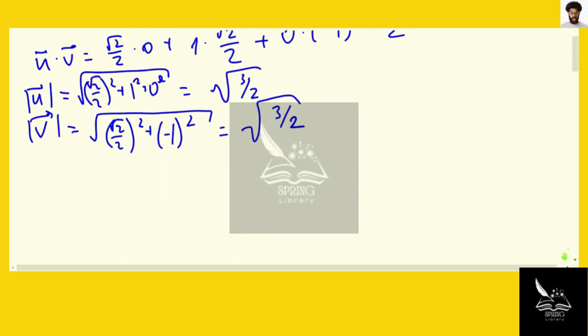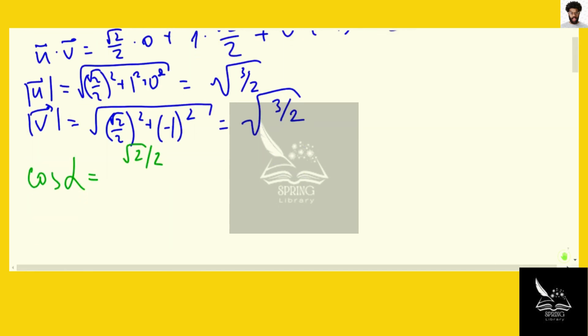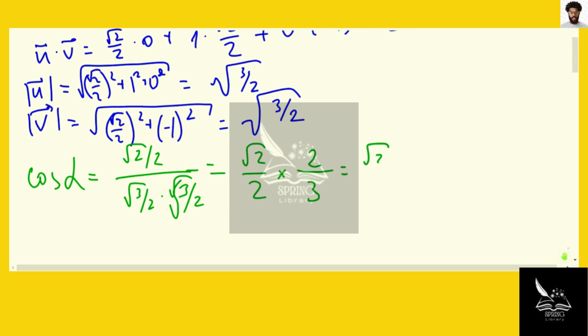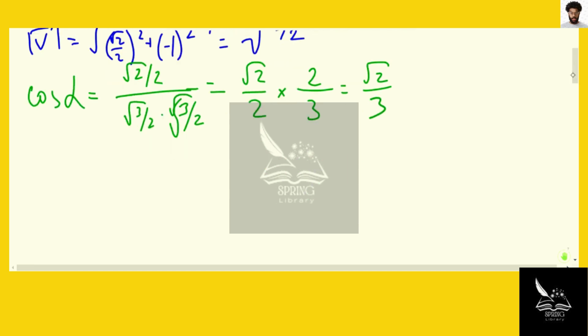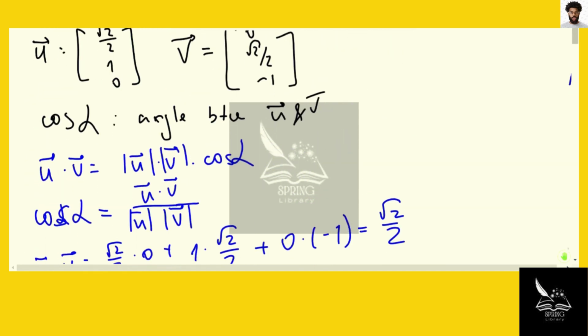So now let's calculate the cosine. So cosine of the angle equals square root of 2 over 2 divided by square root of 3 over 2 multiplied by square root of 3 over 2, which equals square root of 2 over 3. So this is the cosine of the angle between these two vectors. So now let's find the vector which is perpendicular to the first one.